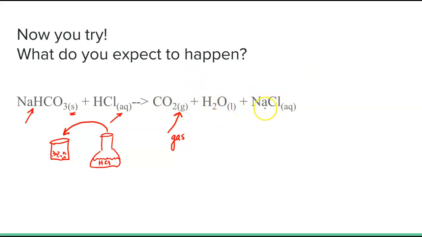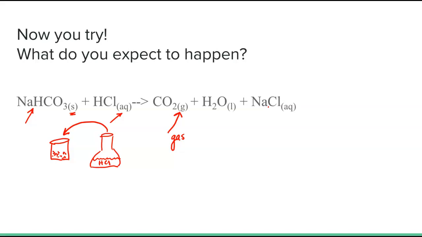For the H2O and the NaCl, these are both liquid forms. Remember, aqueous means it's dissolved in water, and we won't be able to tell the difference between these two because they're both more or less liquids combined together. So just by looking at a chemical equation, I was able to understand a lot. I knew I started with a solid and a solution. When I combined them together, I knew that I was going to get a gas, and that gas was going to be CO2. So it tells the story of what's happening in the lab.